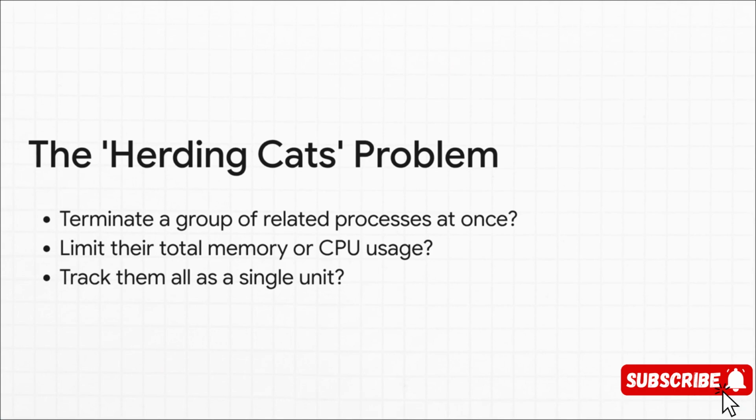Just imagine a complex program, say a web browser or a coding environment, that's spinning up all these different helper processes. If you want to shut it down cleanly, you've got to hunt down every single one. If you want to limit how much CPU it's using, you have to somehow coordinate that across all of them. It is a genuine headache for developers and for the operating system itself.